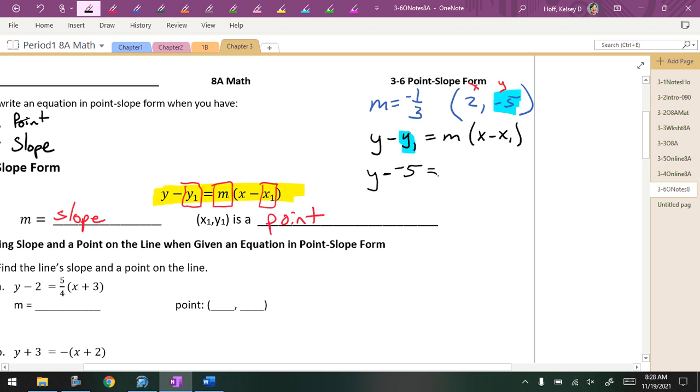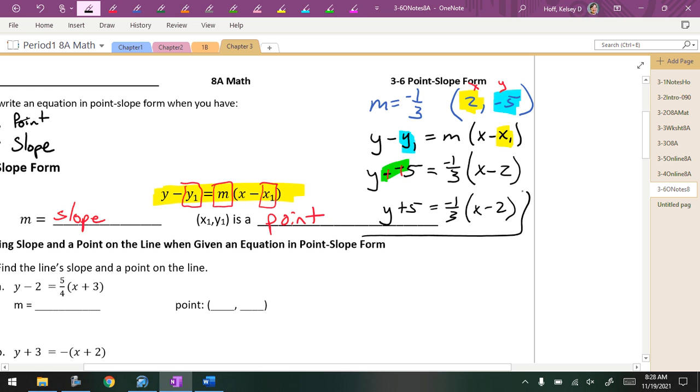One second, you're already one step ahead of me. Equals, what's your slope? -1/3, parenthesis, x minus, what's our x coordinate? 2, so we put a 2 in there. Now, Tone, say what you just said to me. Okay, y minus a -5 right here. We cannot have subtracting a negative, so that changes. So our final answer for this is y plus 5 equals -1/3 (x minus 2).